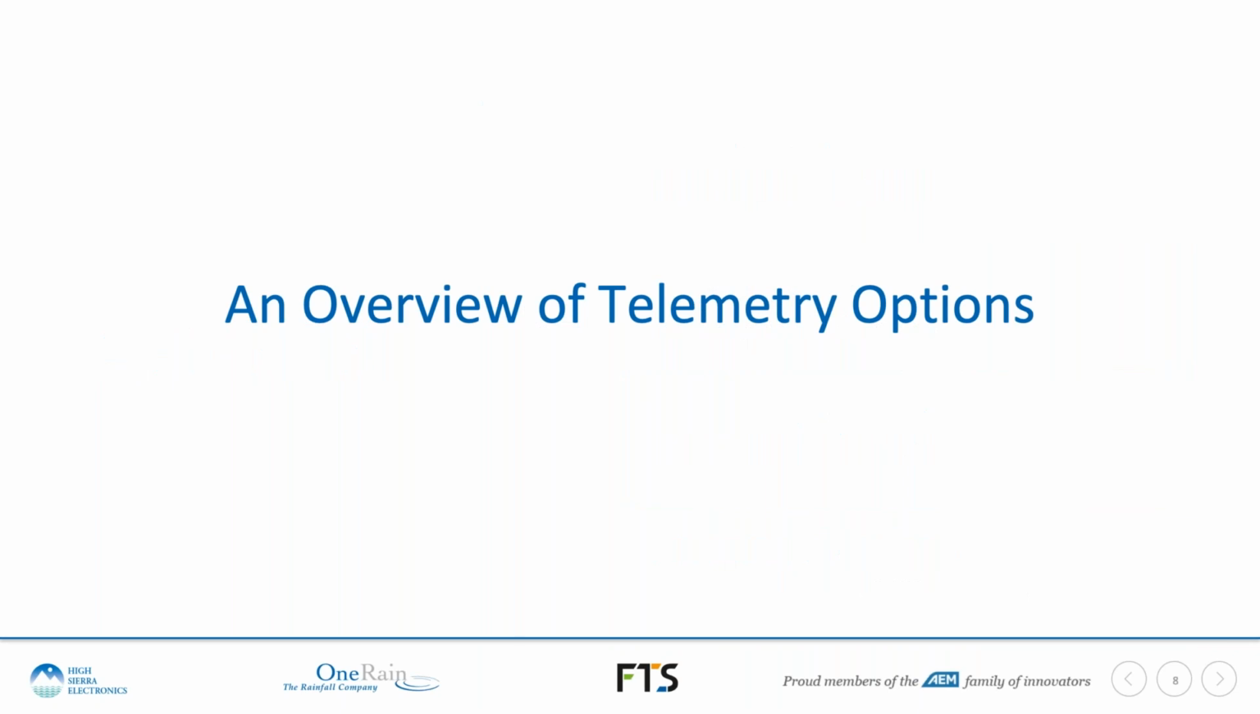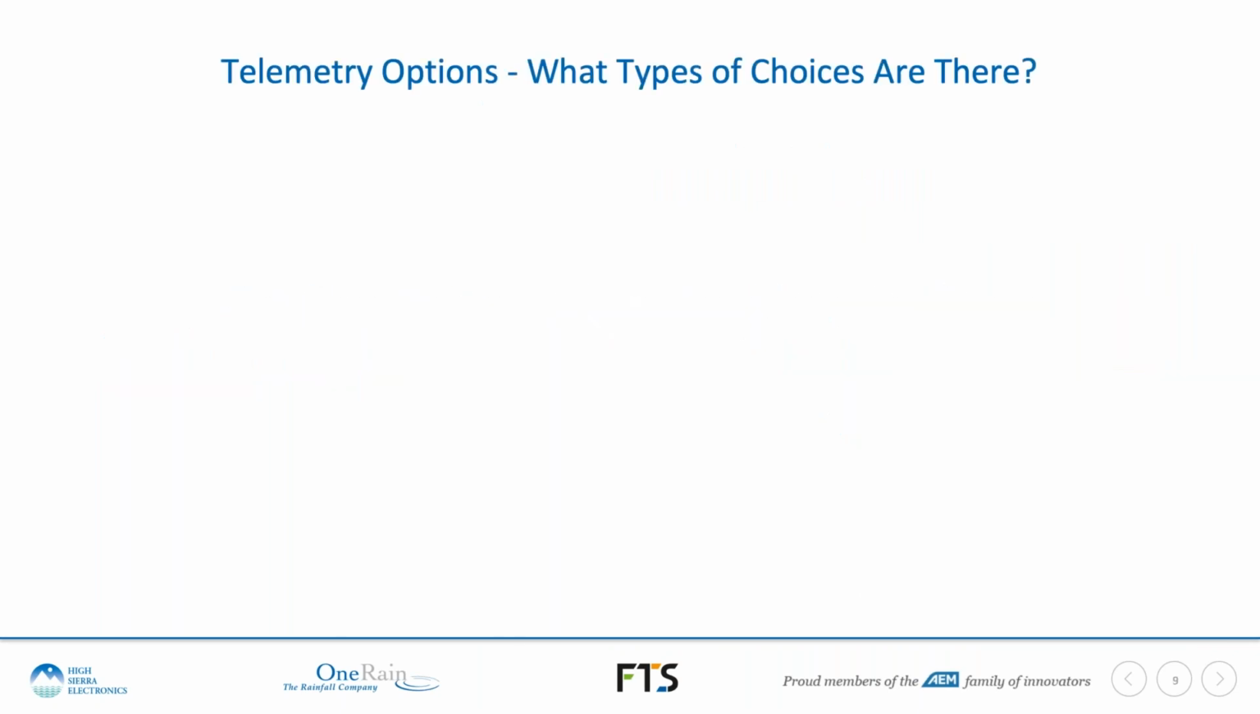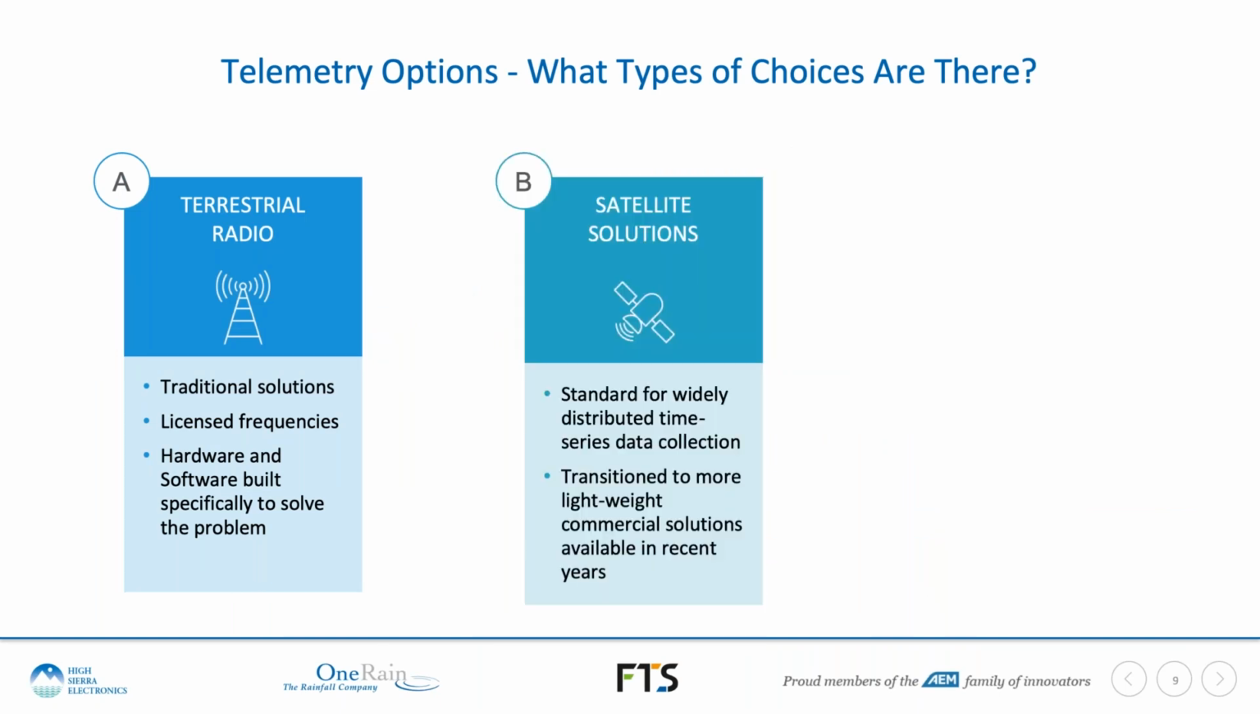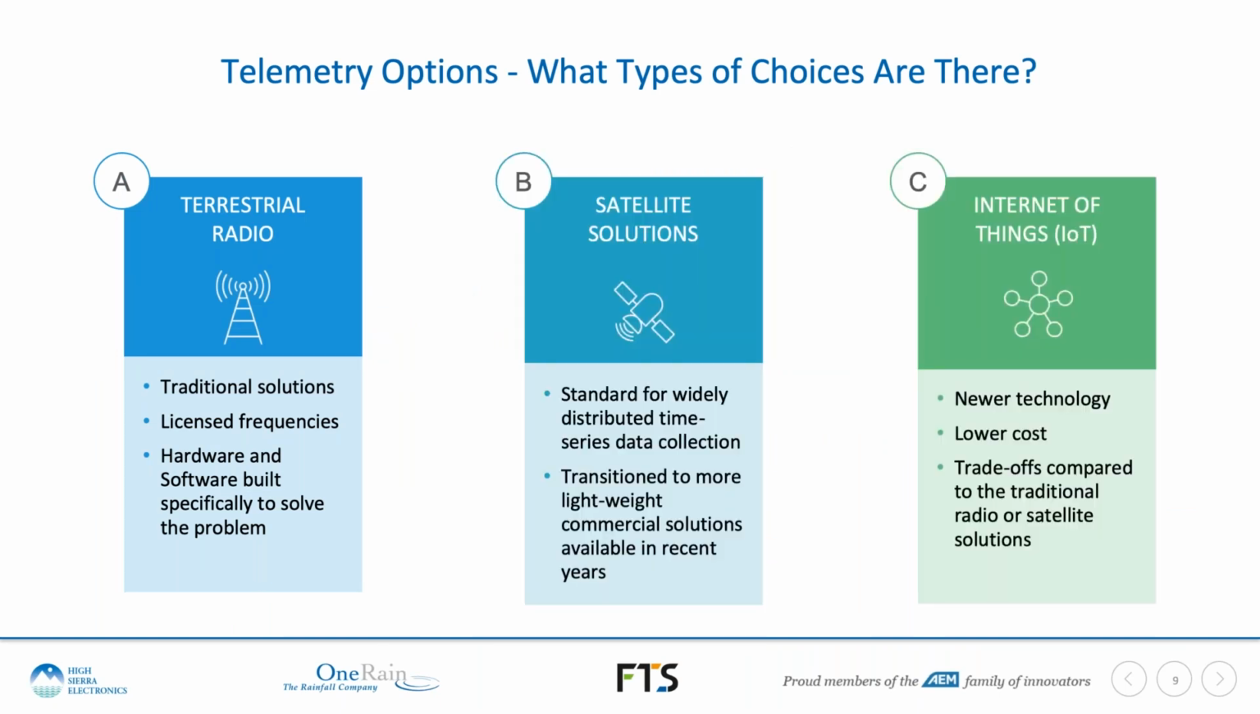By and large, the three different categories of telemetry that we're going to talk about are terrestrial radios. James is going to talk about those. We'll talk about satellite solutions as well. We'll talk about three different satellite solutions as well as the Internet of Things, which is kind of a newer buzzword. It's a newer technology, in some cases lower cost. We'll talk about some of the trade-offs with IoT as well.